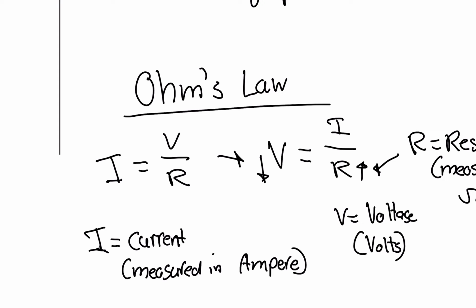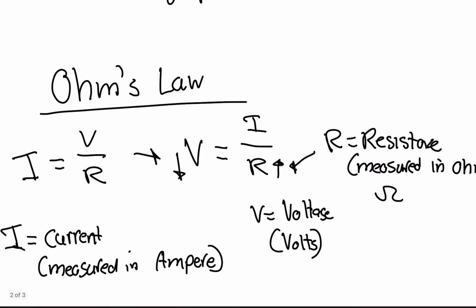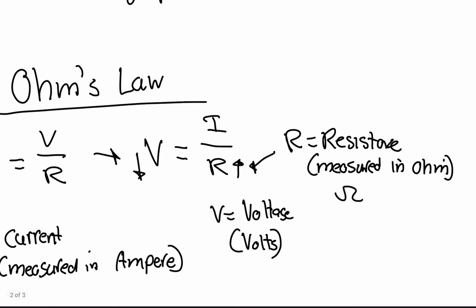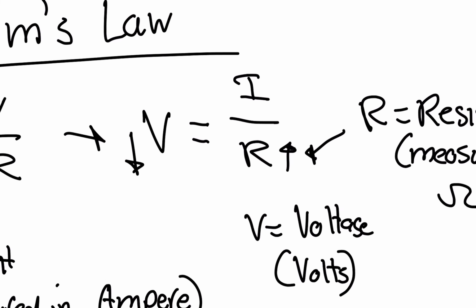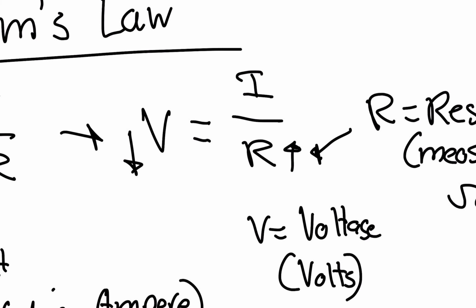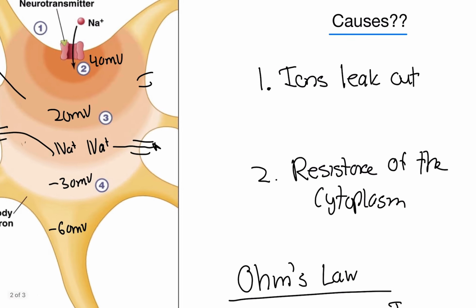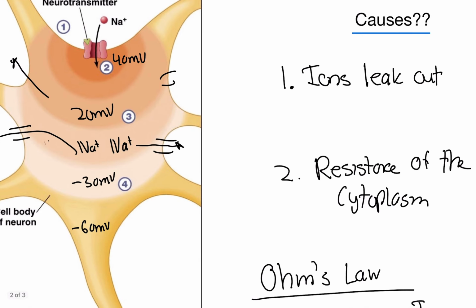Some facts: the current is measured in amperes, the voltage in volts, and resistance is measured in ohms, stylized as omega. Notice in this equation, resistance is in the denominator. So the higher the resistance goes, the lower the voltage we will have. Exactly like number 2 states, the resistance of the cytoplasm causes voltage drop.